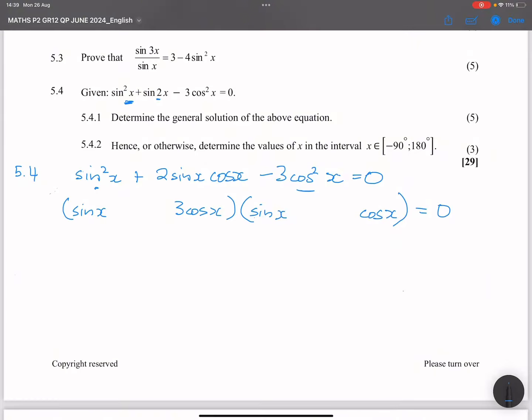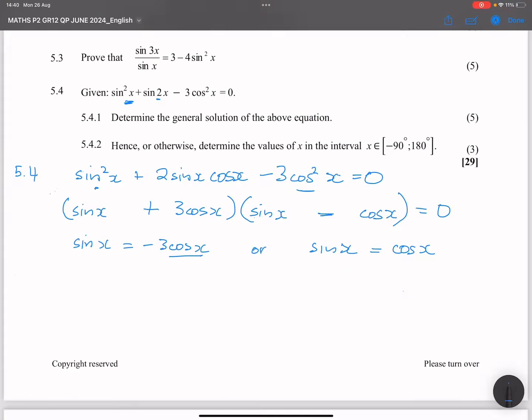Now notice our final answer has to have a positive middle term. Which means the bigger product, 3 cos x sine x, has to be positive. The other one has to be negative. All right, and what do we eventually have? We've got sine x is equal to negative 3 cos x, and sine x is equal to cos x.